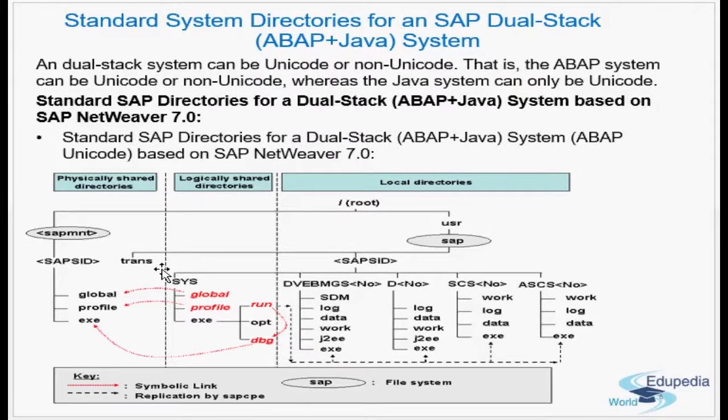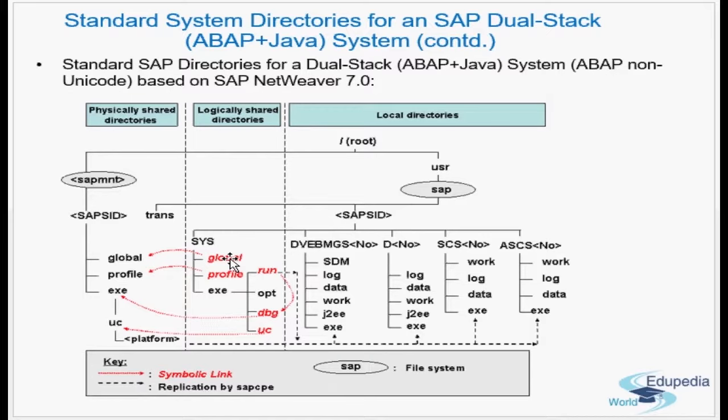Okay, so this is for 7.0 dual stack when ABAP is Unicode. Now this slide denotes 7.0 or lower dual stack, ABAP is non-Unicode. So here in this sysexe you have one more subdirectory as Unicode, you see. Here also in this SAP MNT exe, you have UC. So you have an additional subdirectory, that's it.